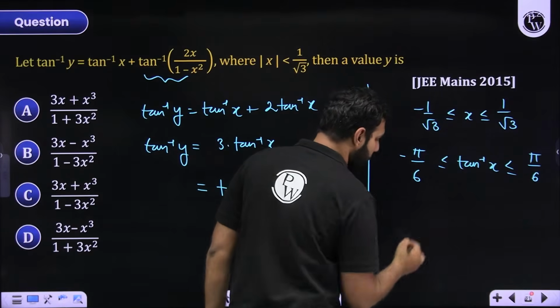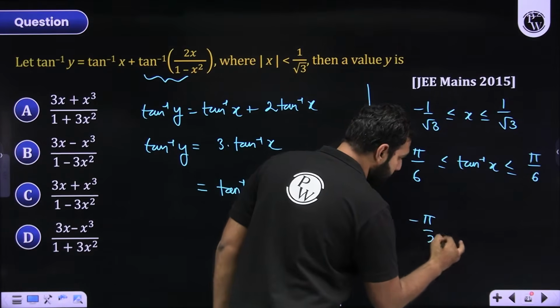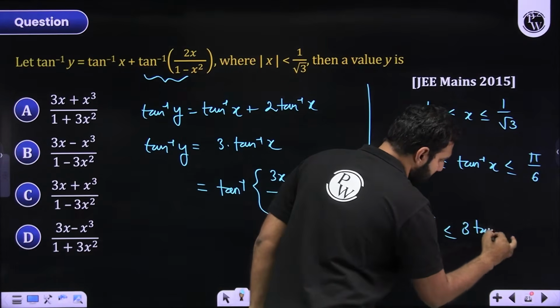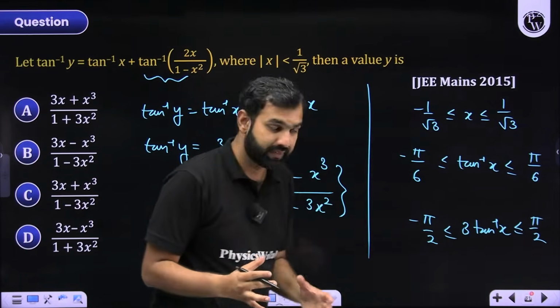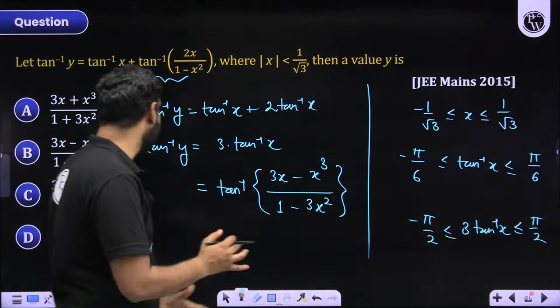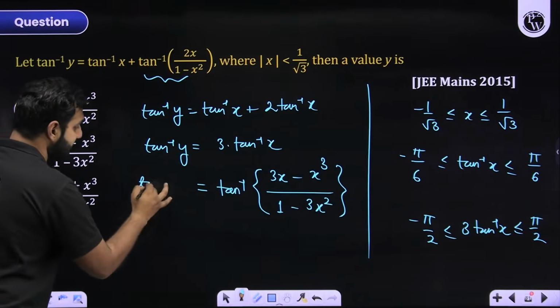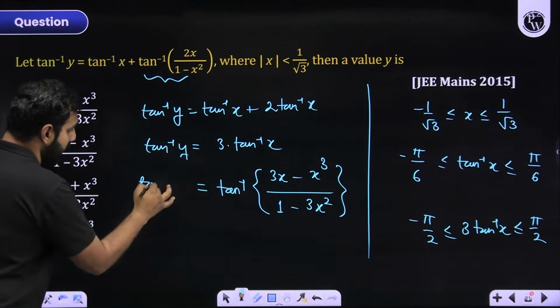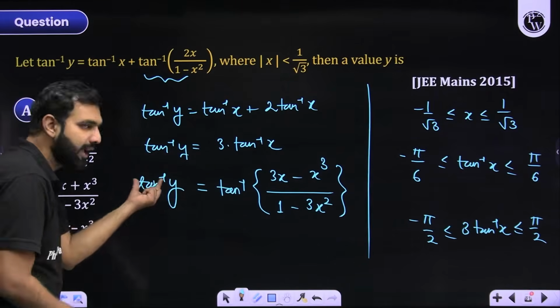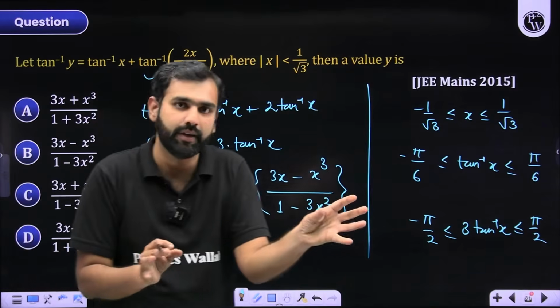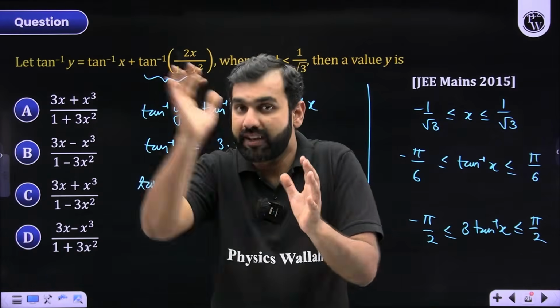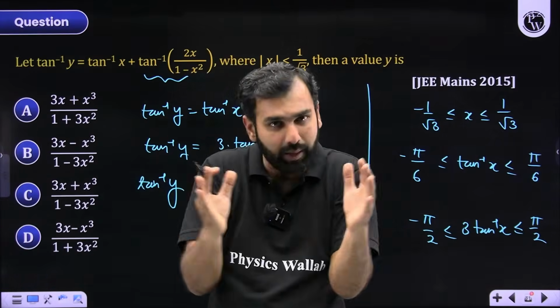If I multiply all the sides by 3, it will be minus pi by 2 to 3 tan inverse x to pi by 2. So the range is already satisfied. Look at the LHS. LHS is given as tan inverse y. So when you talk about tan inverse y, it should lie between minus pi by 2 and pi by 2, because tan inverse y can never go beyond minus pi by 2 and pi by 2. It should lie between minus pi by 2 and pi by 2.